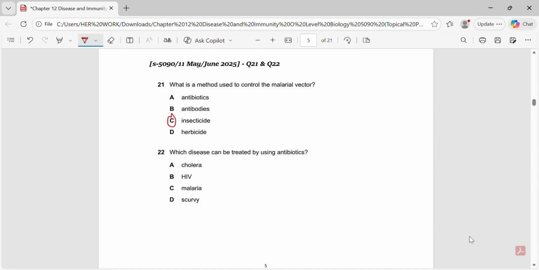The other options are incorrect because antibiotics and antibodies are used to treat infections inside the human body, not to control vectors, and herbicides are chemicals used to kill unwanted plants, not insects.